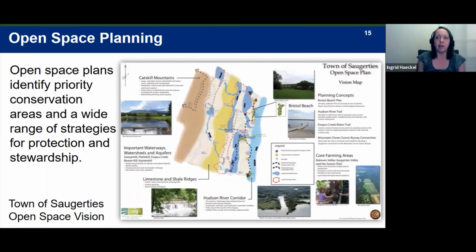So this is an example from the town of Saugerties across the river. And we're just getting started on an open space planning project through a partnership with a Cornell University Planning Department studio class that'll run this fall, where we're going to be working with 2 communities in Columbia County to start work on open space plans. So hopefully you will also have some local examples to draw on soon as well.